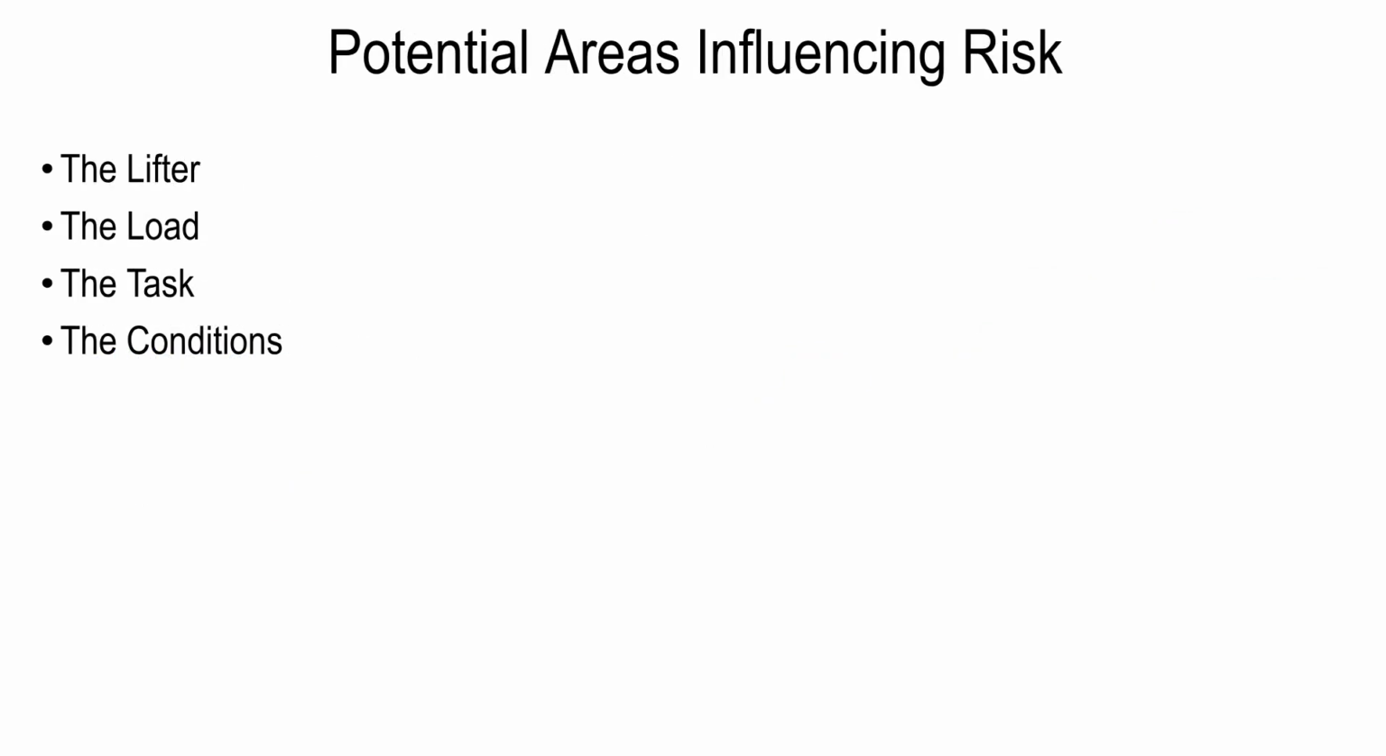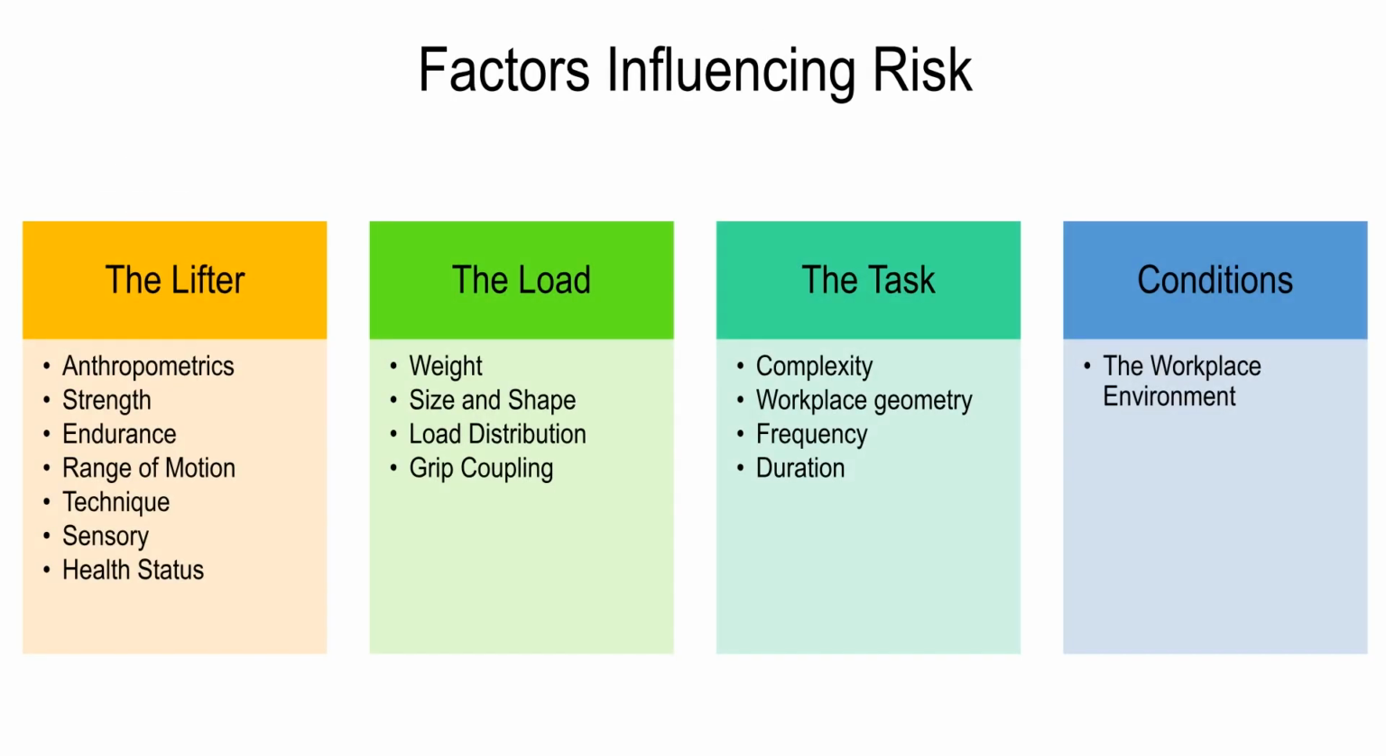Potential areas influencing injury risk during lifting include the lifter's condition and technique, the load's characteristics, the task's demands, and the surrounding environmental conditions. Factors influencing lifting risk include the lifter's attributes, such as strength, endurance, and technique, the load's characteristics like weight and size, the task's complexity and frequency, and the workplace conditions.